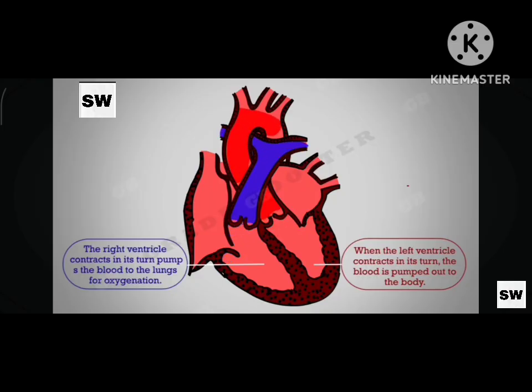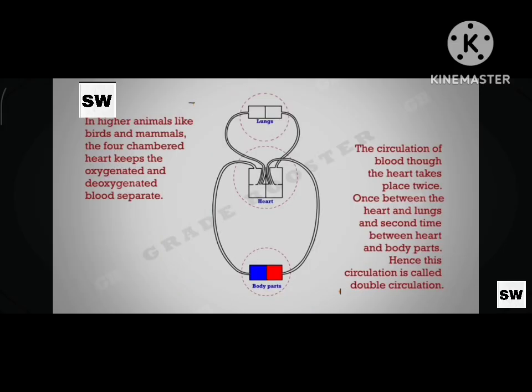The right ventricle contracts in its turn, pumps the blood to the lungs for oxygenation. In higher animals like birds and mammals, the four-chambered heart keeps the oxygenated and deoxygenated blood separate. The circulation of blood through the heart takes place twice, once between the heart and lungs and the second time between heart and body parts. Hence, this circulation is called double circulation.